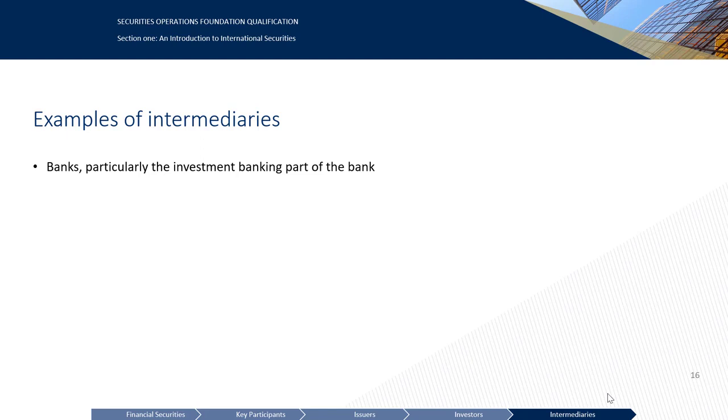Most of our intermediaries will be banks, specifically the investment banking parts of banks. Financial markets is an investment bank activity. We do have some non-bank financial firms, but they tend to be more specialist, for example, specializing in equities rather than debt, whilst the banks are more generalist.